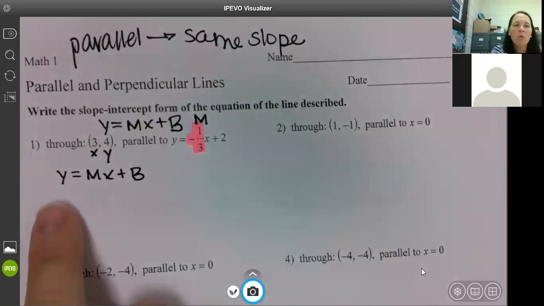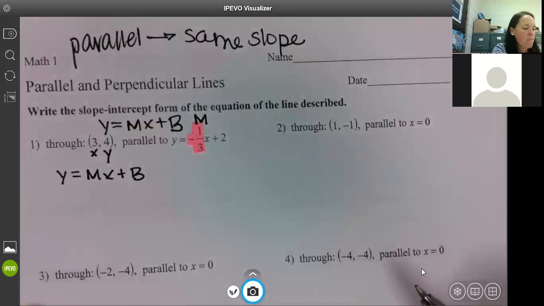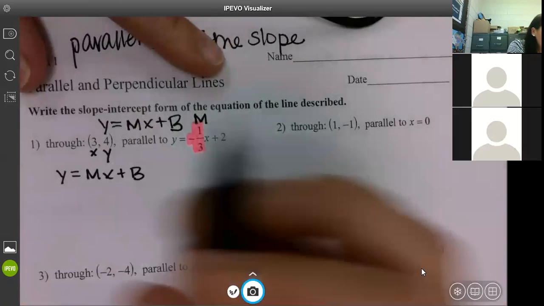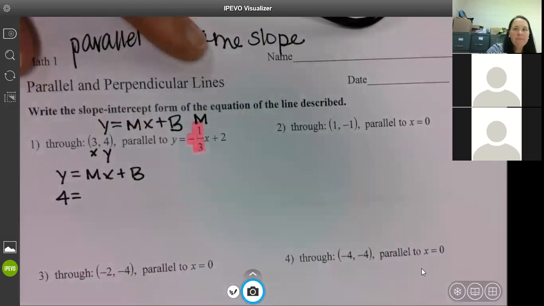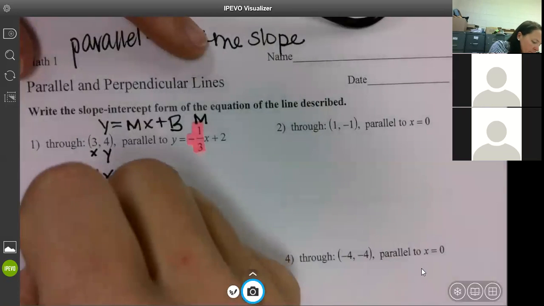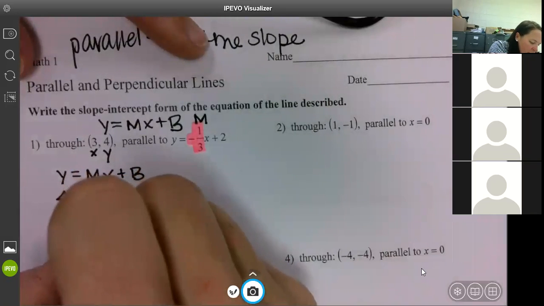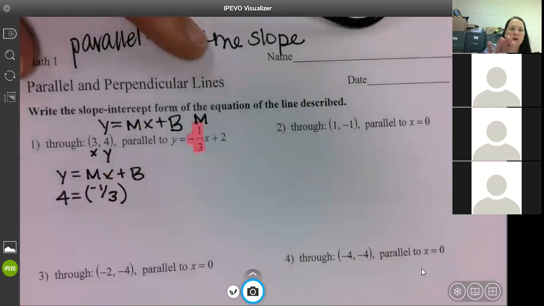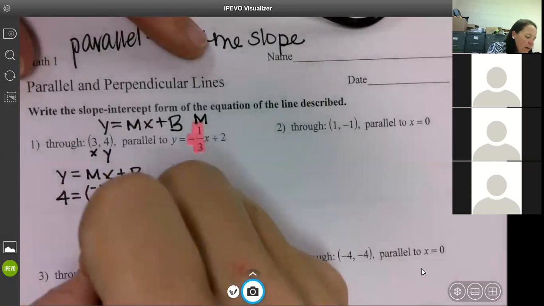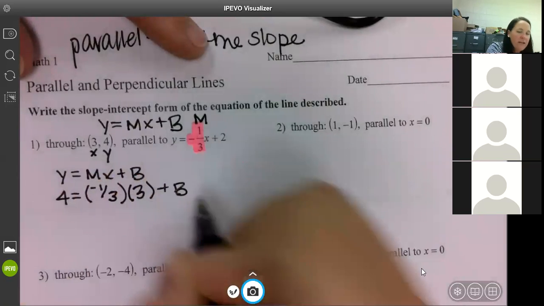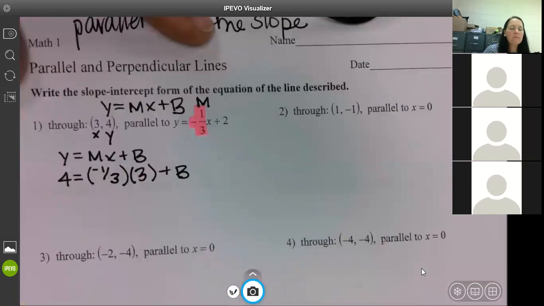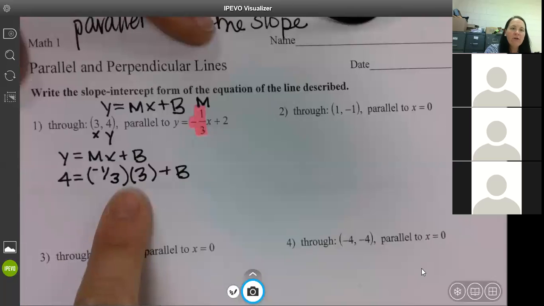So somebody tell me what your Y coordinate is. 4. Somebody else tell me what your M is. -1/3. And we pulled that from the other equation. That's all we need from that equation. We're not going to use anything else. We have an X coordinate of 3. And then remember, we need to solve for B. We're going to multiply these two together.